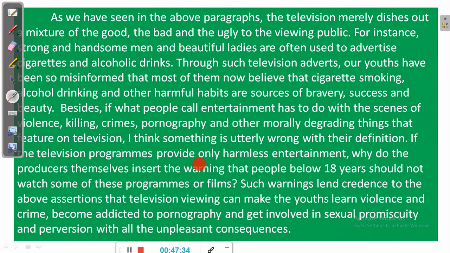If the television programs provide only harmless entertainment, why do the producers themselves insert the warning that people below 18 years should not watch some of these programs or films? Such warnings lend credence to the above assertions that television viewing can make the youth learn violence and crime, become addicted to pornography, and get involved in sexual promiscuity and perversion with all the unpleasant consequences. Very powerful way to bury the opponent's argument and highlight your point of view. All right?